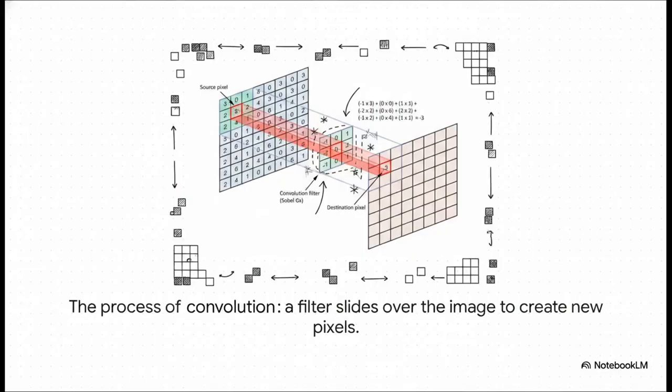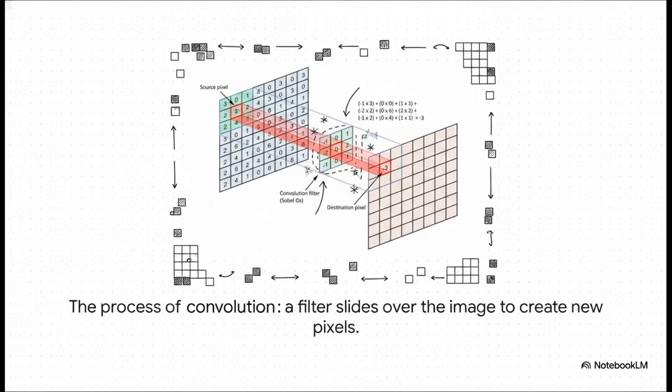The process is called convolution, and this diagram shows it perfectly. See how the small filter, the kernel, is placed over a little patch of the main image? The computer then multiplies each number in that little filter with the pixel number directly underneath it. Then it adds all those results together, and that one final sum becomes the value for a single brand new pixel in a new picture.